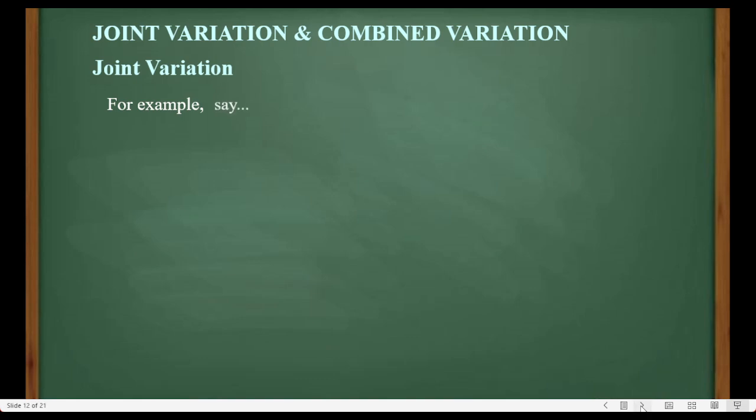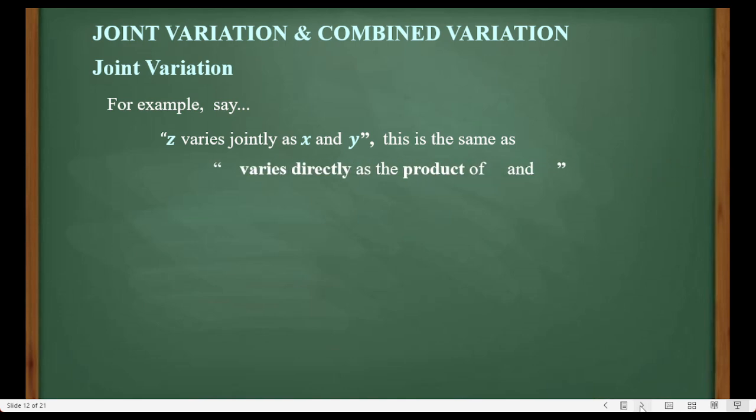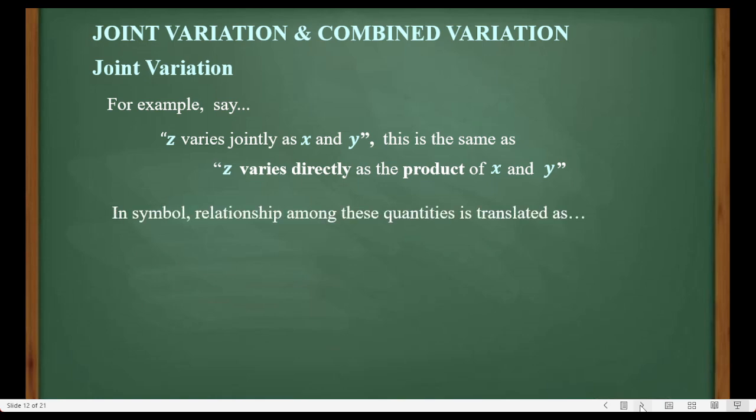Like for example, say Z varies jointly as X and Y. This is the same as this statement: Z varies directly as the product of X and Y. So if we translate this mathematically, inserting again K as the constant of variation, we have Z is equal to KXY. And K is again known as the constant of variation.